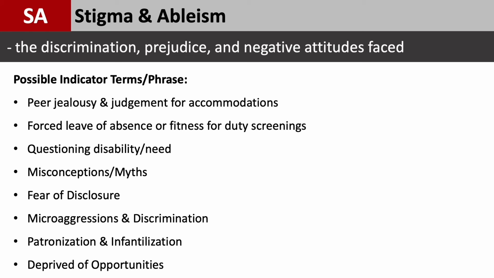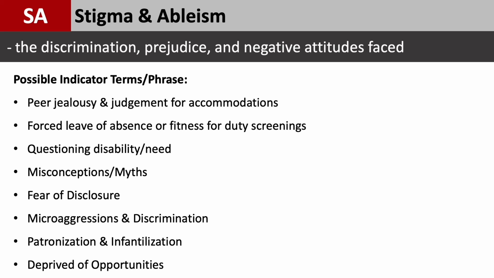Stigma and ableism. If you don't know what ableism is, think of racism or sexism or homophobia and apply that to disability. That's where this comes into play. Maybe your peers are jealous or judging you for having accommodations, like, why does this person get extra time, or why don't they have to take it in the big lecture hall? Being forced to take a leave of absence for mental health or physical health struggles, or having unnecessary fitness of duty screenings, questioning whether you have a disability or what you really need. That's very invasive and rude.